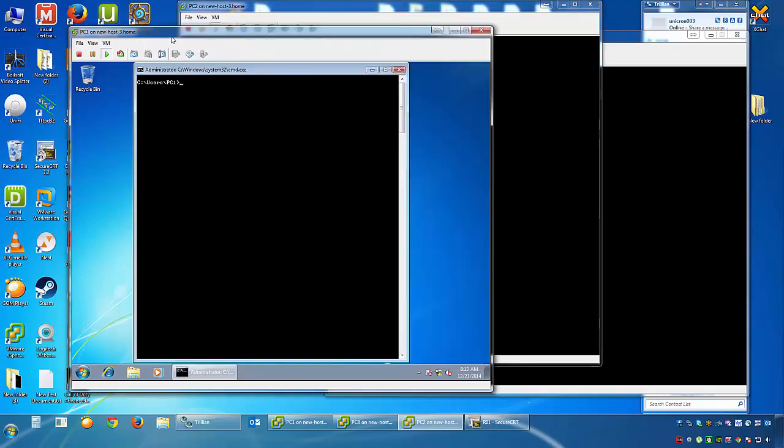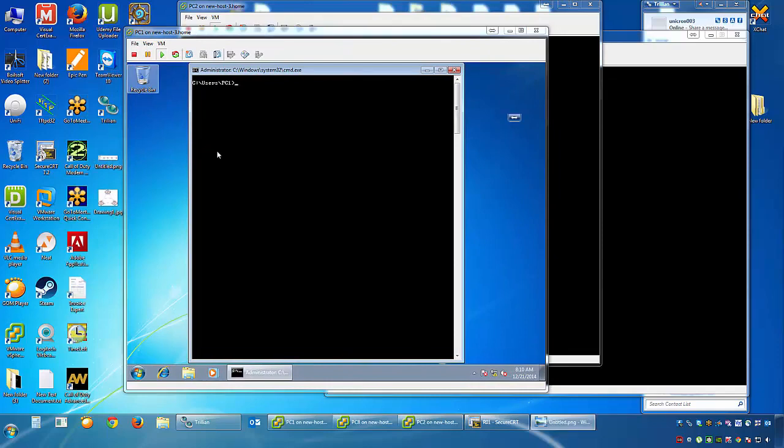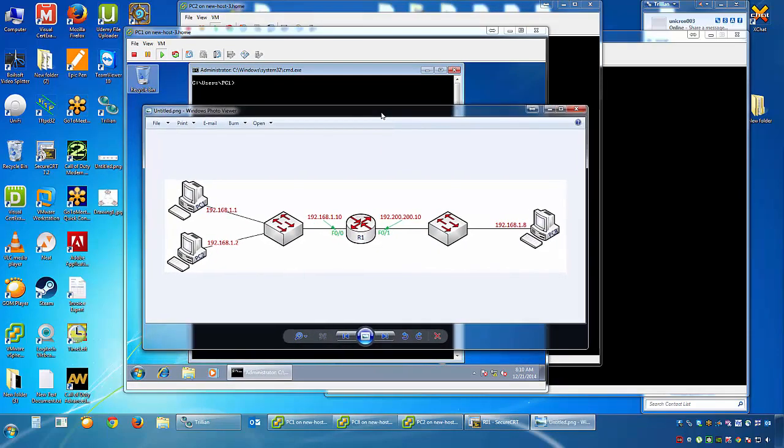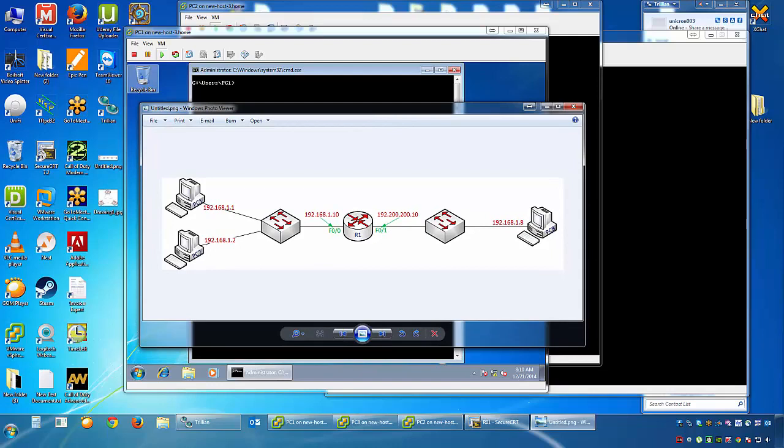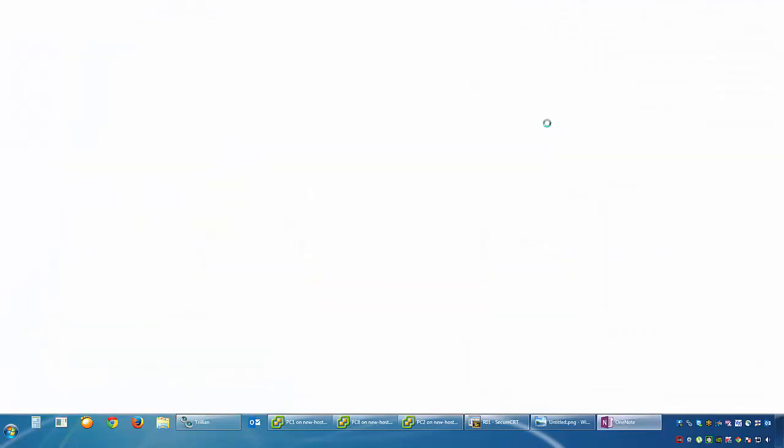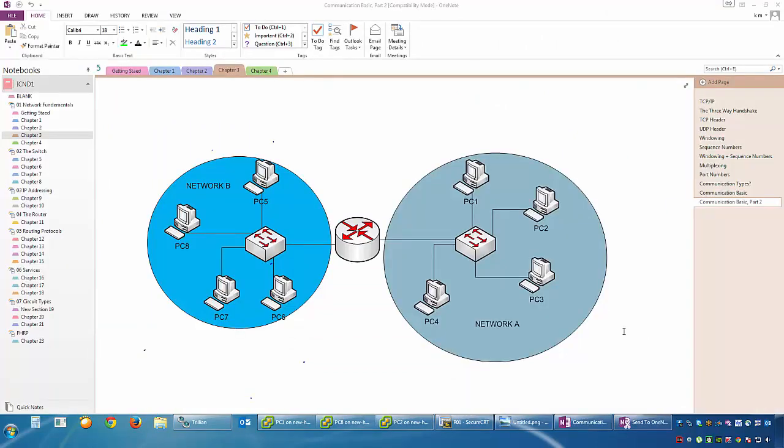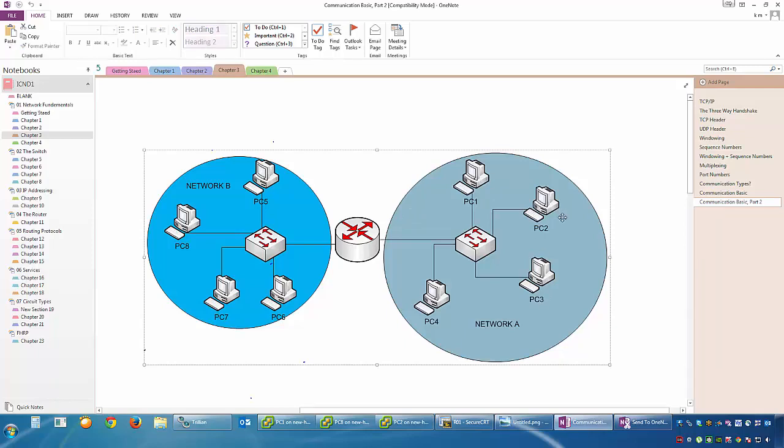And the question is, where is it? There it is. Okay, so as you can see here, it's going to be the same layout as far as the diagram we were looking at, or the lesson we were looking at, which is right here. So PC1 and PC2 are going to be over here, obviously, in Network A. And PC8 is going to be over here in Network B.